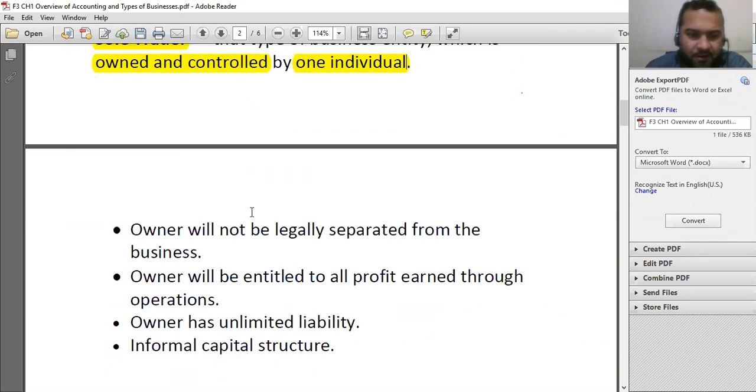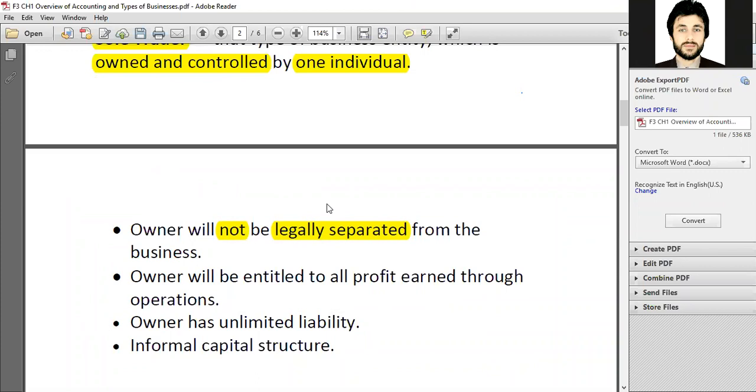So, a common feature of a sole trader, the first one: not legally separate. We have studied this point. Can someone explain not legally separate? Because in business and accounting, the business and the owner are separate, and legally they are not separate. So what do you mean by this thing? It means legally not separate. May I explain? Yeah, you can explain.